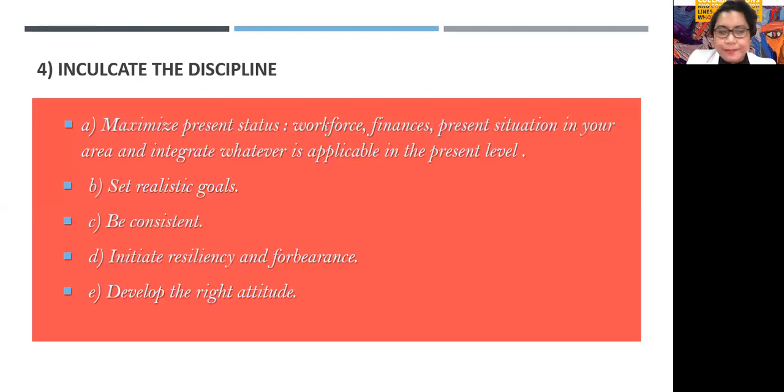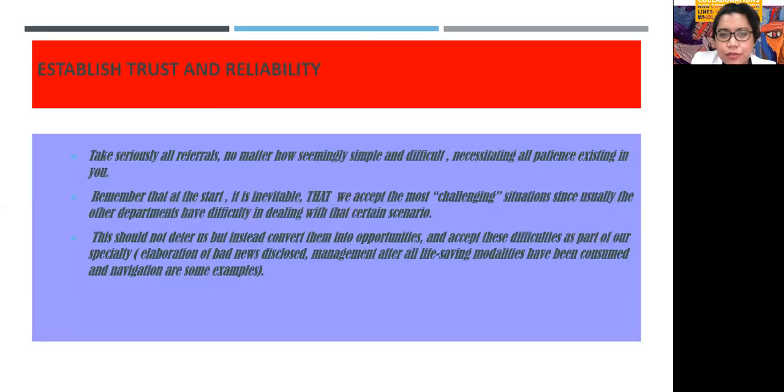So for how to inculcate discipline, maximize present status, workforce, finances, and present situation, and integrate whatever is applicable in the present level. Of course, we have to set realistic goals, be consistent, initiate resiliency and forbearance, and develop the right attitude. So, establishing trust and reliability.